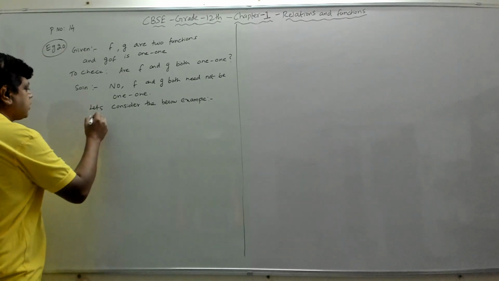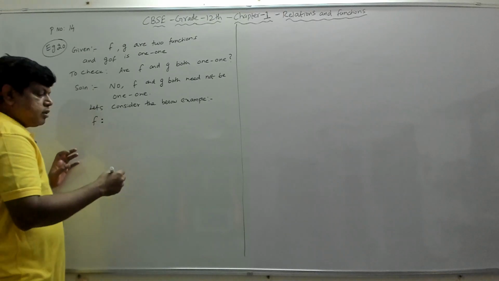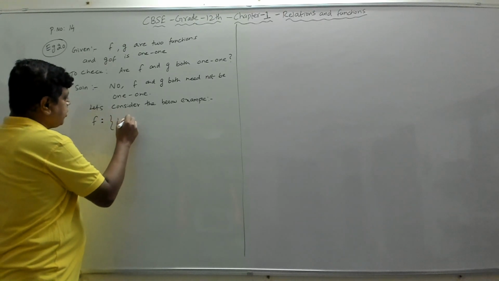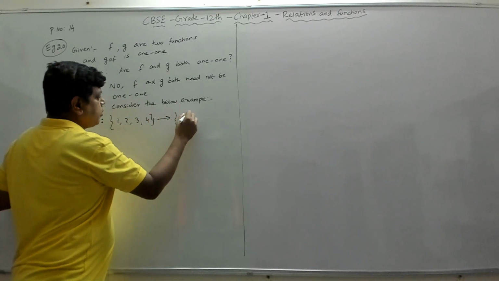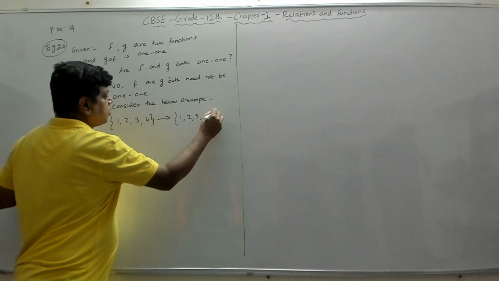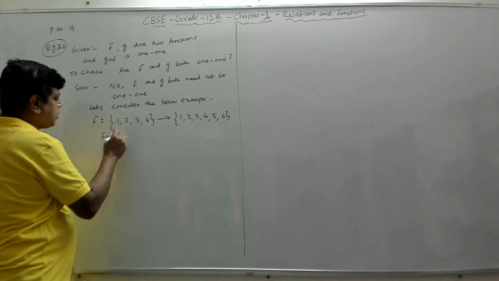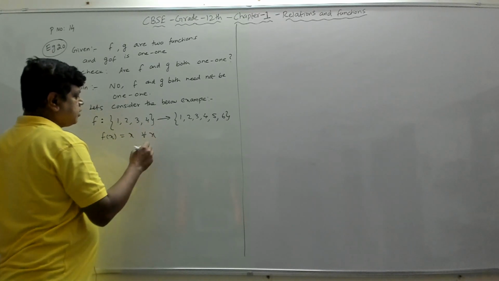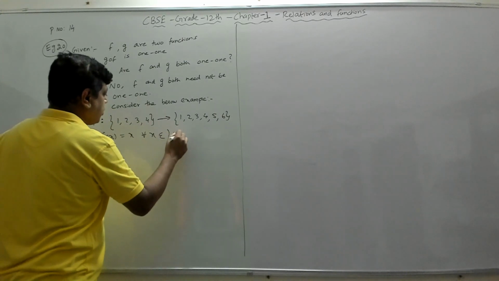So let's define a function f. We can define any function. Suppose I am defining a function f from the set 1, 2, 3, 4 to another set 1, 2, 3, 4, 5 and 6, such that f of x equals x for every x belonging to the set 1, 2, 3, 4.